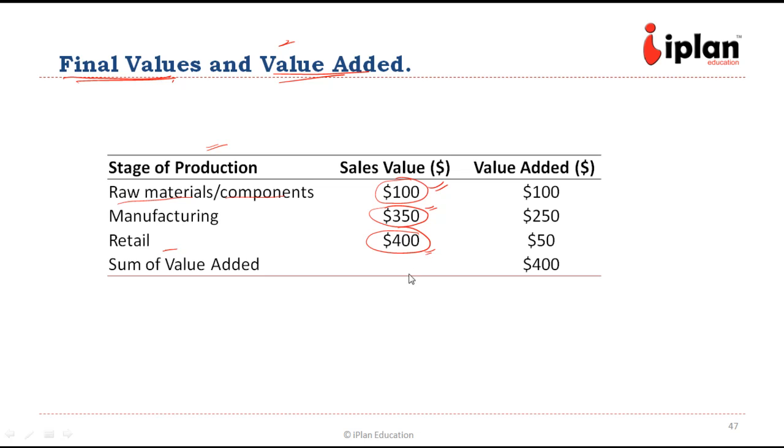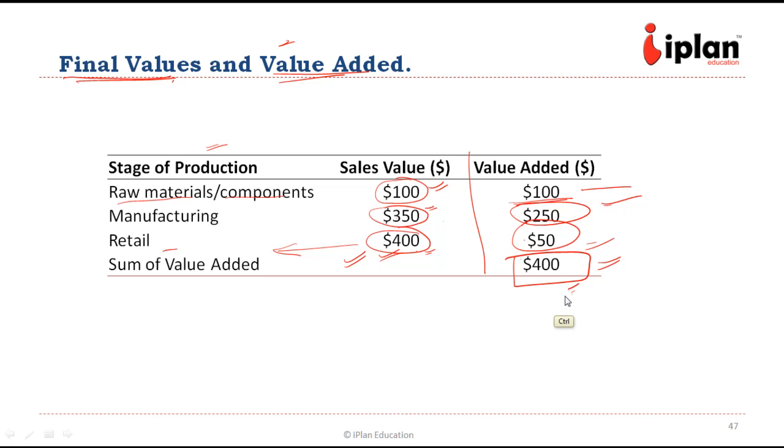So if we look at the value added at each stage, first stage $100, second stage 350 minus 100, which is $250, third stage 400 minus 350, which is $50. So total value added is $400. Either we can take these three values and add them up to get the final value, or we can just take the final sales value at the retail level. So this final value captures the total value added at all the stages, or we can take the value added at each stage. So either way we will get the same number.